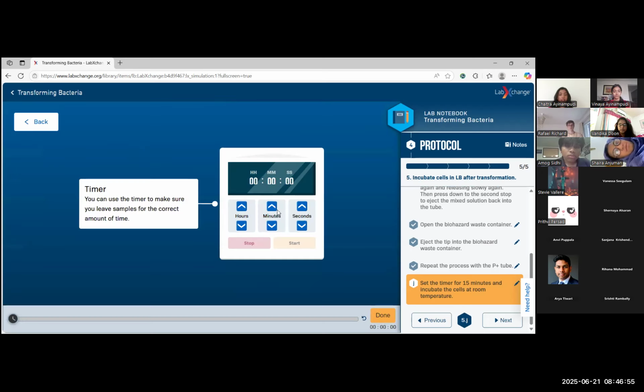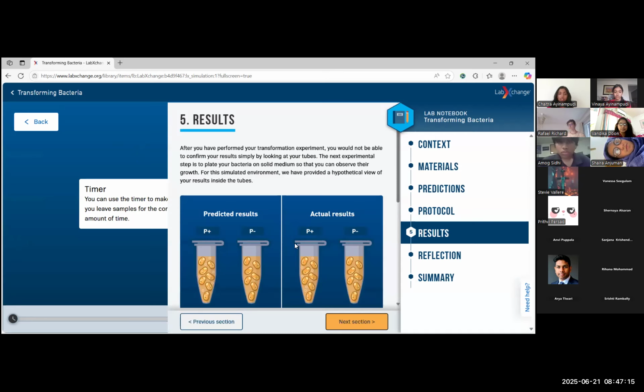Now, we're going to set it for 15 minutes again to let the components rest, since we just mixed them. Has everyone gotten to the step? Feel free to ask any questions.